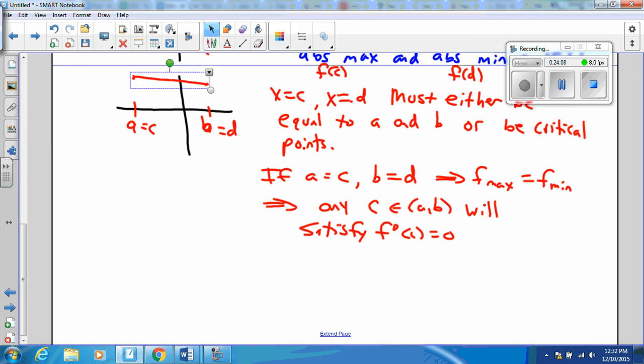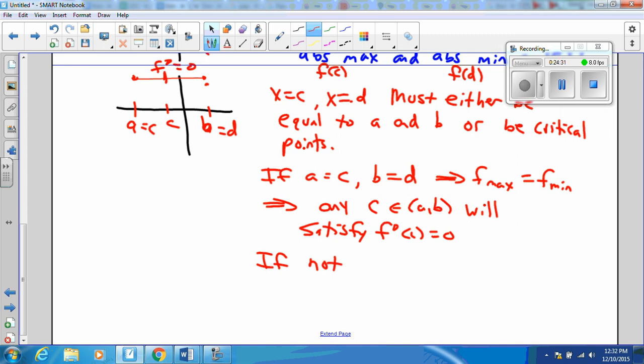Because the derivative of a horizontal line, badly drawn here. Let's try to move that horizontal line up before that. There we go. That's more horizontal. The derivative of any horizontal line is going to be 0 all along. So I just have to pick some point in here, right there, and f prime is equal to 0 at that point, and I'm done.